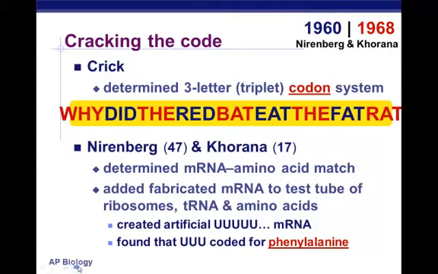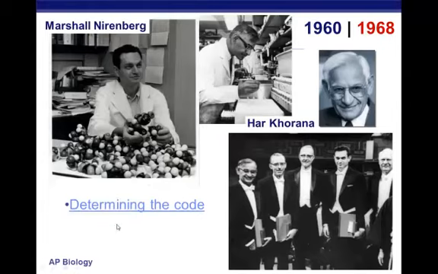The very first one that was figured out was phenylalanine, and the code for phenylalanine is UUU. And so they created an artificial mRNA message by hooking together uracil subunits, and it turned out that the ribosome read that and made a chain of phenylalanine. So they knew that the very first code, the UUU code, stood for phenylalanine. These guys are the ones that got the Nobel Prize for figuring out the code, and that was in the 1960s.